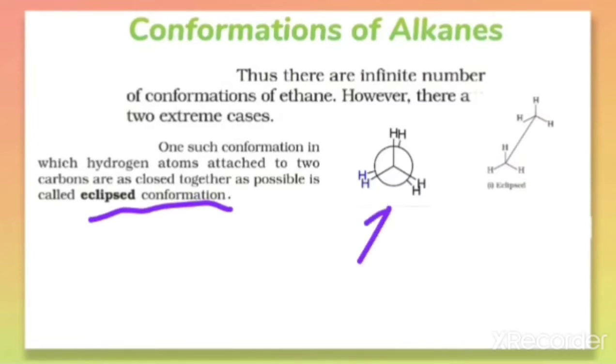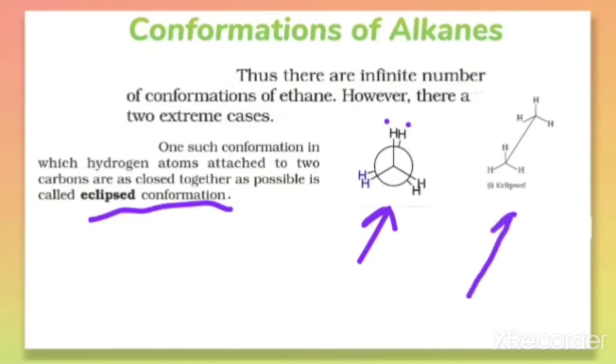That you can see in this, while rotating, a case will come where the two hydrogens, that is the hydrogen of the front carbon and the hydrogen of the back carbon, are so close to each other. You can see when they are as close together as possible, that conformation is called eclipsed.